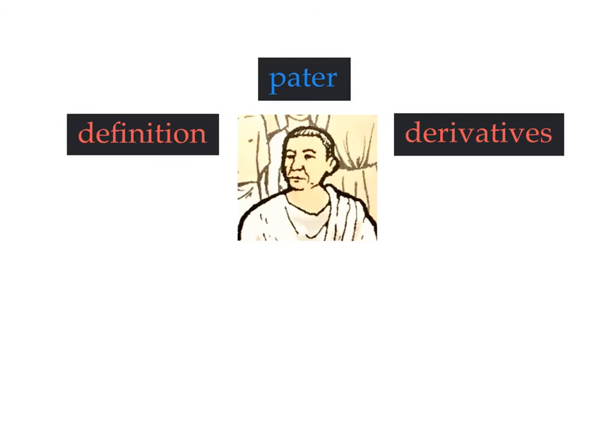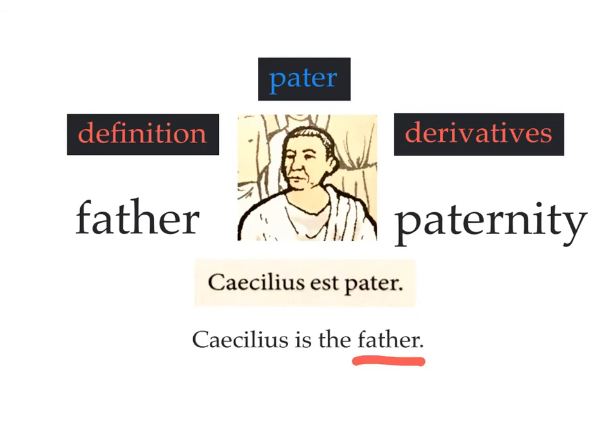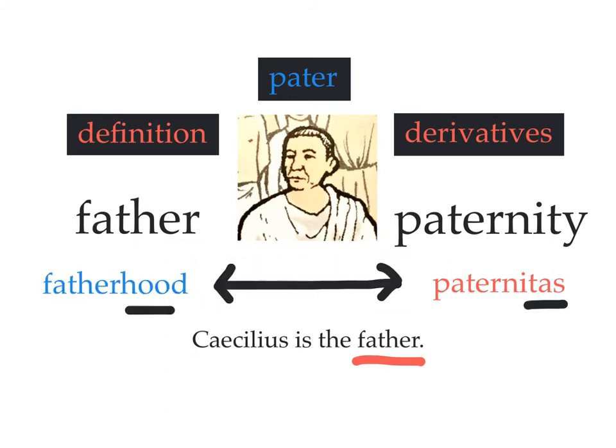The same goes for the Latin word pater. The English definition of pater is father. An English derivative of pater is paternity. But you don't want to translate the sentence Caecilius est pater as Caecilius is paternity. You want to translate Caecilius is the father. That is because paternity doesn't mean father. It comes from the Latin word paternitas, which means fatherhood.